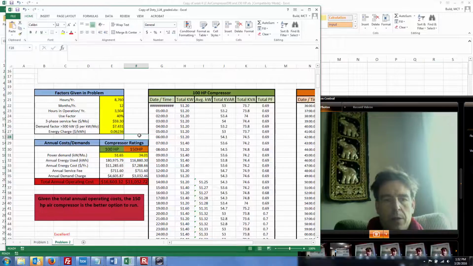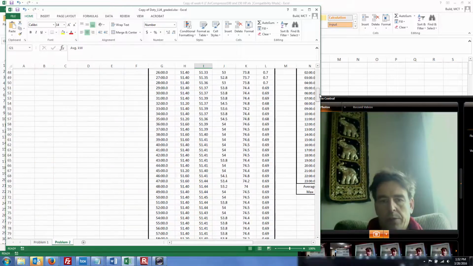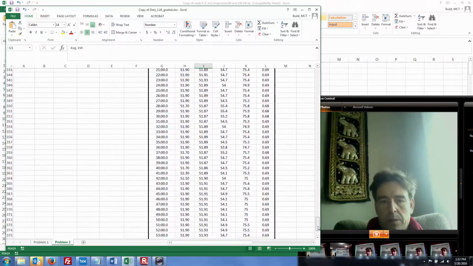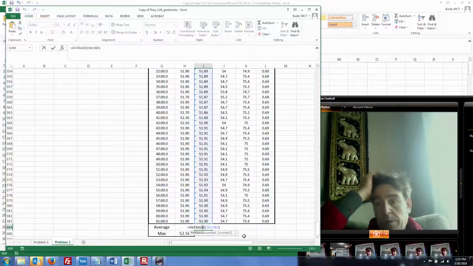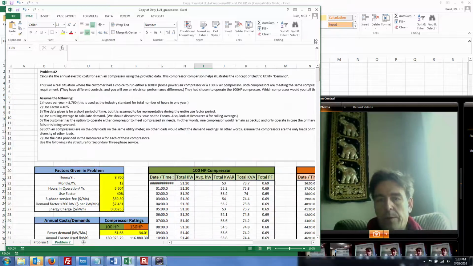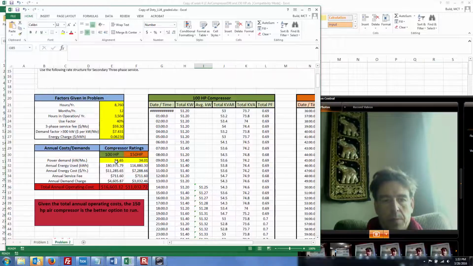All right. So power demand, we've seen that before. I-384, where's that coming from? So let's go all the way down here. Average kilowatts. So this is the data. So, yeah, just taking the average of all that data. There's your I-384. That was all given.